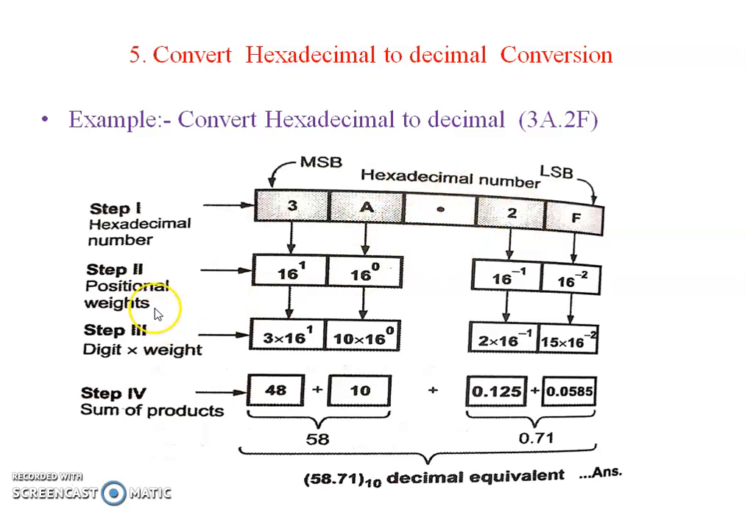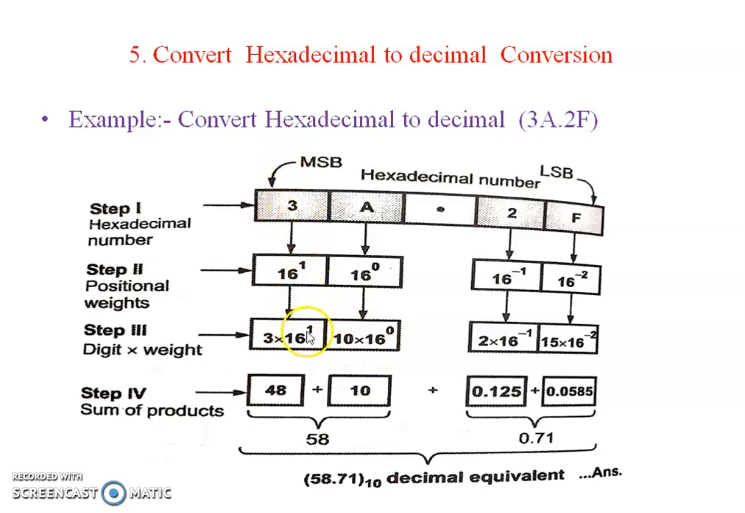Now our second step is to write the positional weight for each digit. So here we write the positional weights. For A, the weight is 16 raised to 0. For 3, it is 16 raised to 1. Here we write the positional weights. Now the third step is to multiply each digit in the given number with its corresponding weight to get the product of digits, or positional value. So the third step is to multiply digit by weight. So here we write for A, 10 times 16 raised to 0.